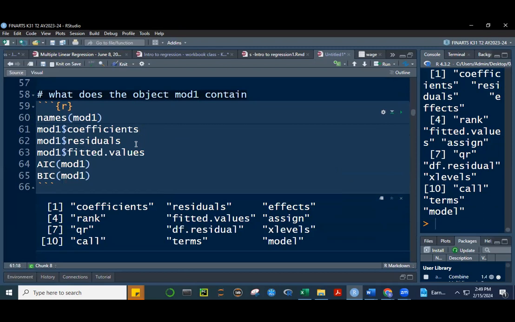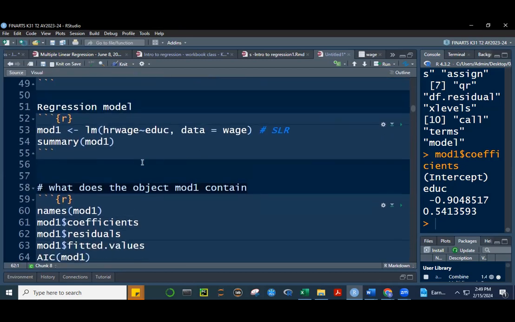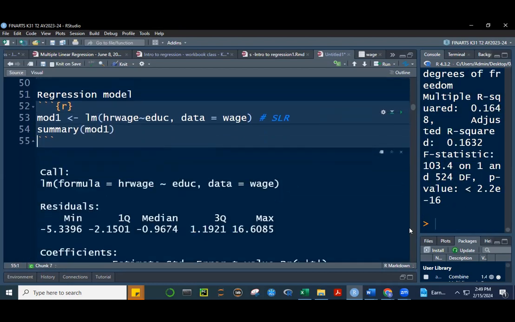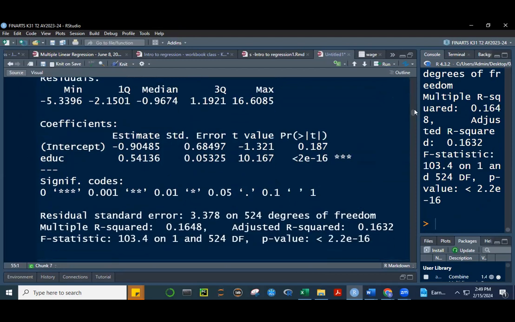For example, coefficients. Run this, it will give us the intercept and the parameter education, the value of that. Okay. Now for this one, class, summary, it will give us the regression output. We discussed this in great detail before.